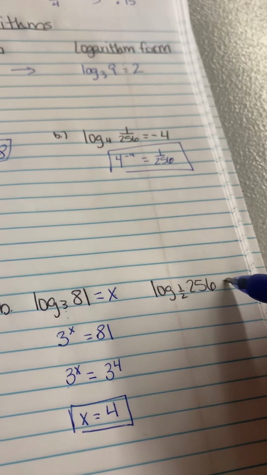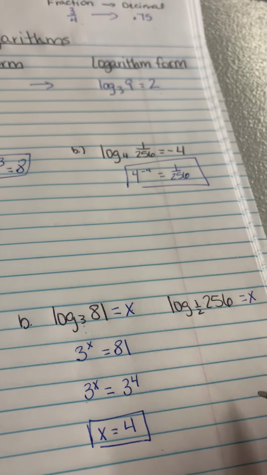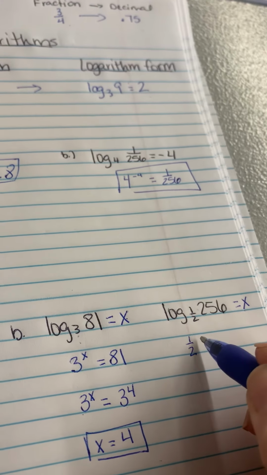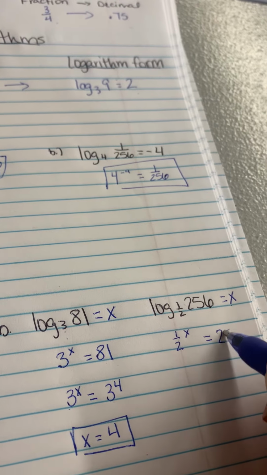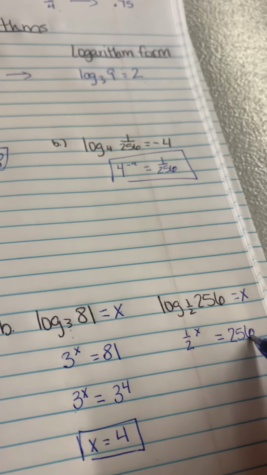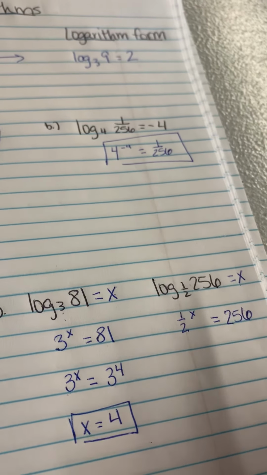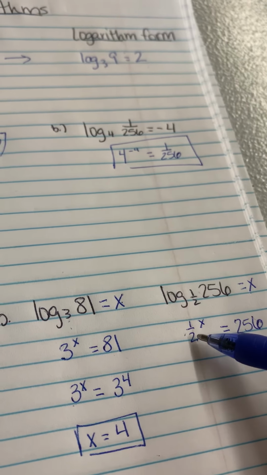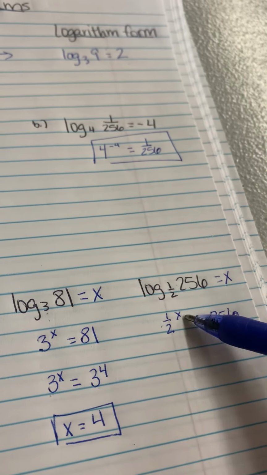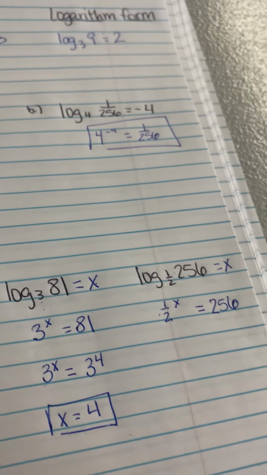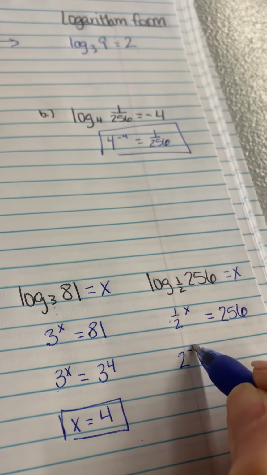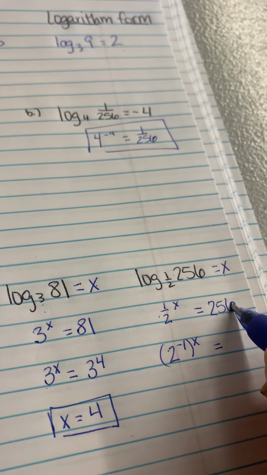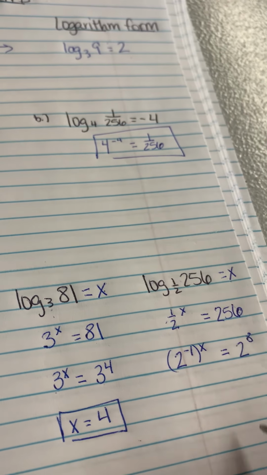Last one, equals x. What is my base? 1/2. What's my exponent? X. And it equals 256. Now, this one's a little tricky. So the first thing I want to do is bring the 1/2 to the top, so I'm going to get the reciprocal. So this is really 2 to the negative 1, to the x equals, now rewrite 256, it's going to be 2 to the 8th.